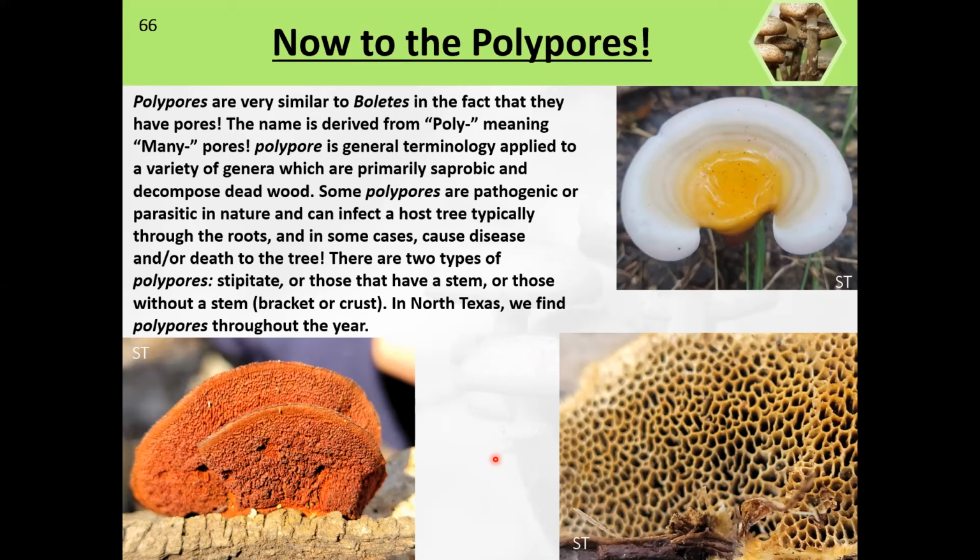Those are stipitate, or those that have a stem, and those without a stem. Those are the brackets, right? They're just fused to the wood. In North Texas, we find polypores throughout the year. So in the off season, that's what we go out to find, our polypores.